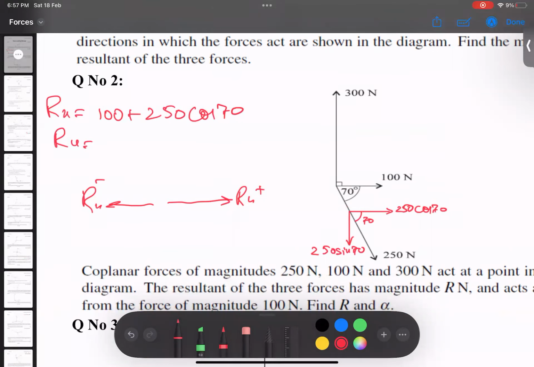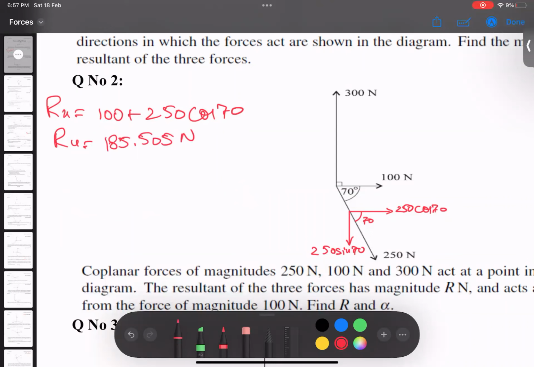So let's see how we can get it. 100 plus 250 times cos 70, it is coming 185.505. So this is done. Now I'm going for the Ry value.